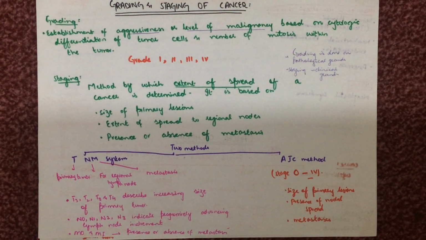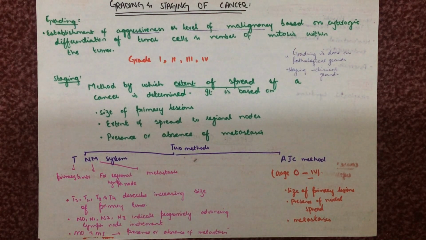Bismillahirrahmanirrahim. We are here with another most important topic, that is grading and staging of cancer. Grading means establishment of aggressiveness or level of malignancy. What? Aggressiveness or level of malignancy based on cytologic differentiation of tumor cells and number of mitosis within the tumor. Means it is done on pathological grounds. Grade 1, grade 2, grade 3, grade 4 are there.